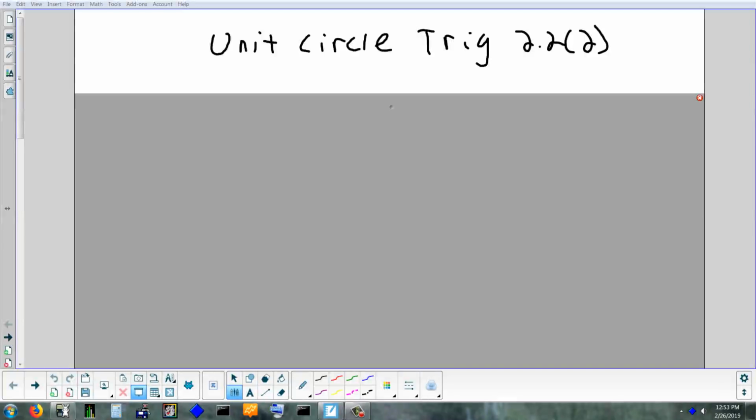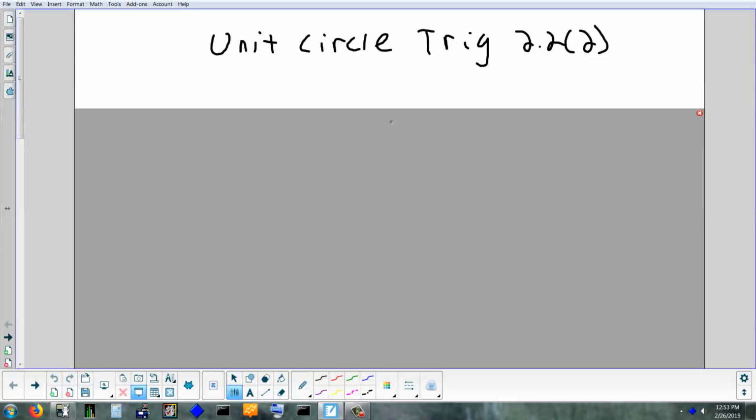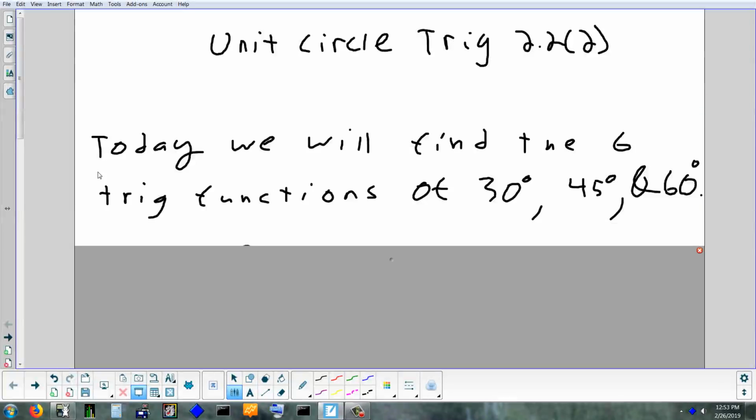All right, so the second part of section 2.2, still on unit circle trig, except we're going to focus today on three specific angles: 30, 45, and 60 degrees. Okay, so we're going to take a look at those three. These are all angles that are in quadrant 1. They're not on an axis.